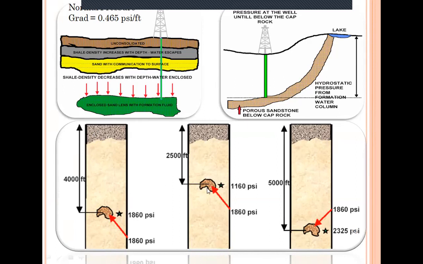So what if we found this sand lens at 2,500 feet? Calculate it with me. If you calculate 2,500 feet multiplied by 0.465, it will give you 1160 psi. So if you are drilling and you expect that everything is normal, you expect to have 1160 psi at this depth, but you will be surprised that you will have a pressure of 1860 psi.